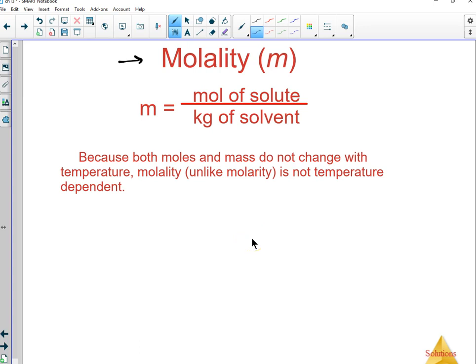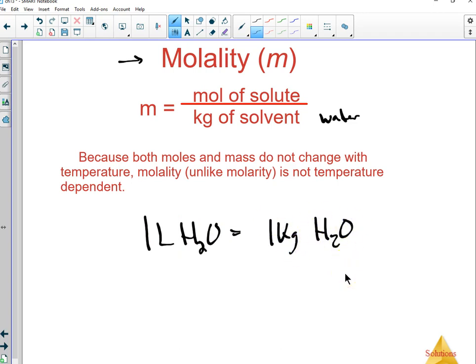Molality and molarity are exactly the same in one instance. Do you know what that is? If your solvent is water. How come? All right, 1 liter of H2O is equal to 1 kilogram of H2O, based on that density, 1 gram per milliliter.